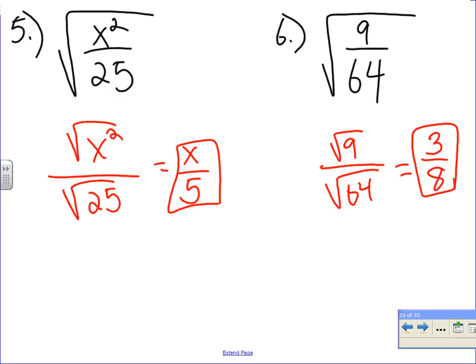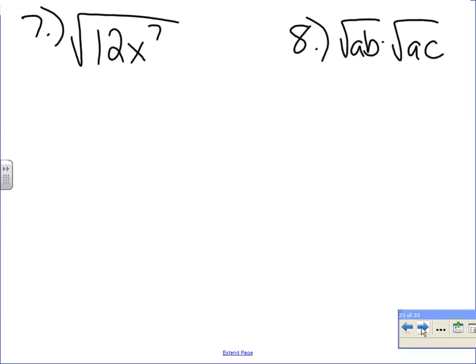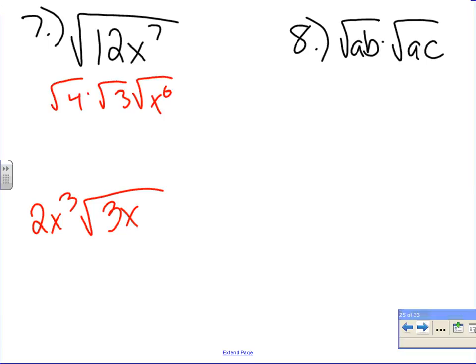Okay, number 7. Amanda, what did you get for your answer for number 7? Good job. Number 7 should be broken down into 4 times 3, x to the 6th, and x. The 4 and the x to the 6th are perfect squares. Take the square root of them, and then the 3x stays inside the radical.